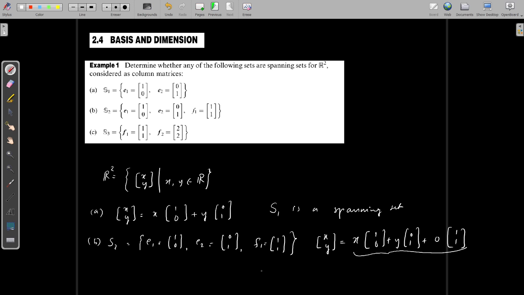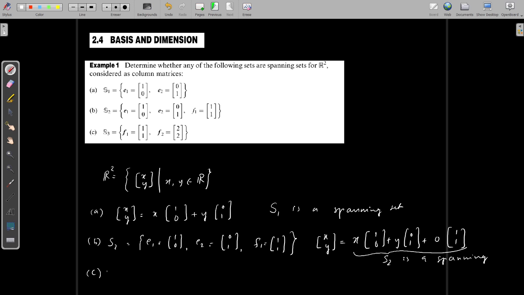Okay. So if we incorporate many more vectors into this set, you can still say that S2 is a spanning set, because it is enough to choose e1 and e2 for spanning the vector space V. Okay, so this S2 is also a spanning set. That means S2 contains enough members of the vector space to span the vector space itself.